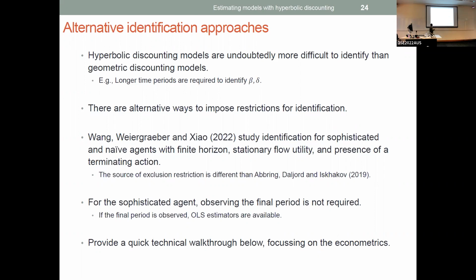And for sophisticated agents, we don't need to observe the final period. And in some special cases, linear OLS estimators are available. I'll just give a very quick walkthrough of their approach.